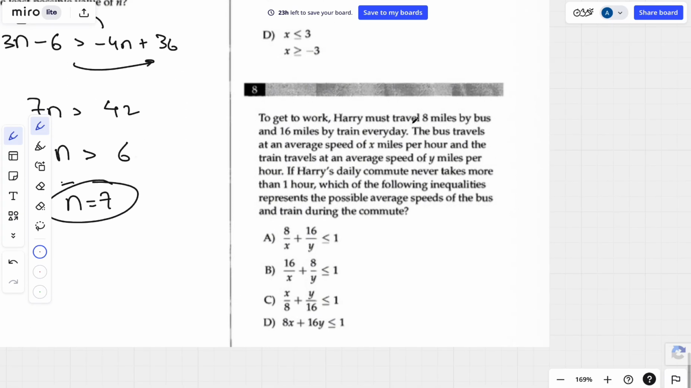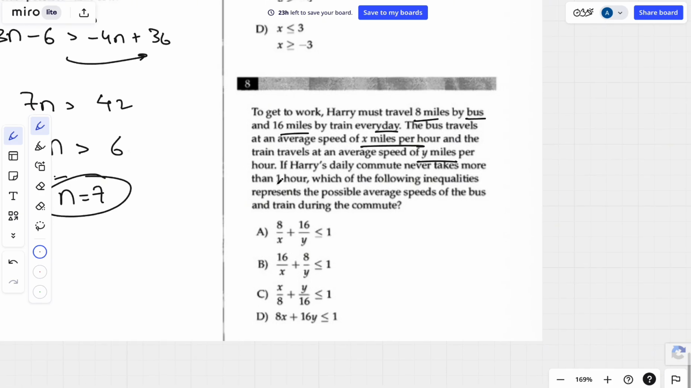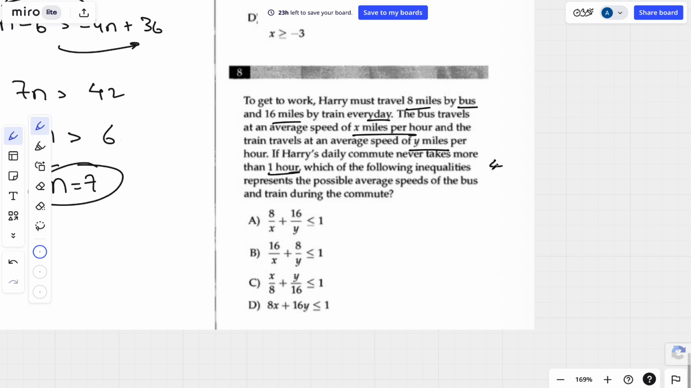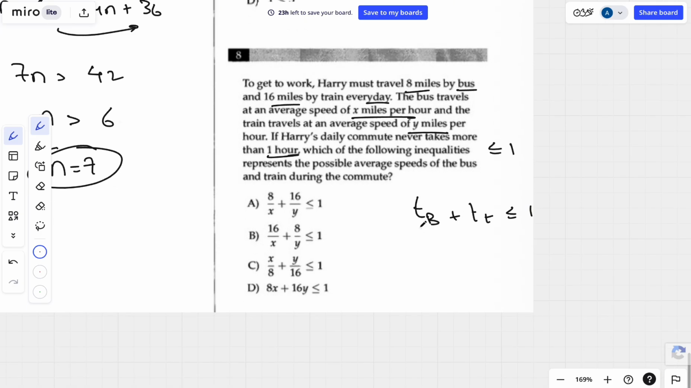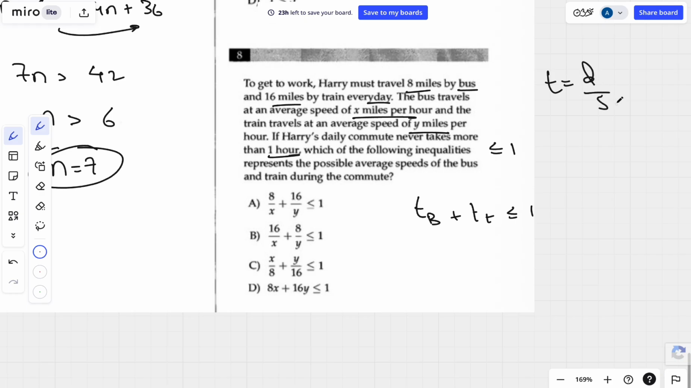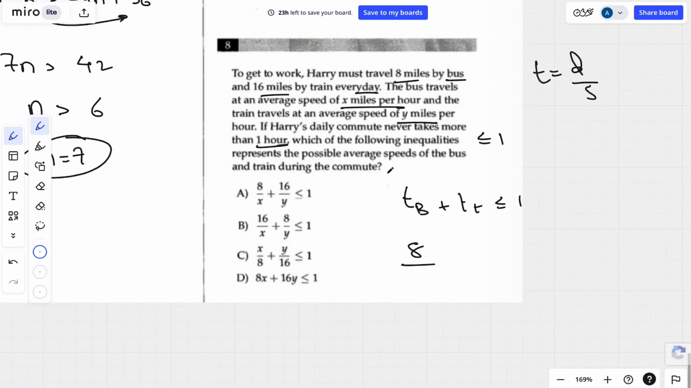Question 8, it says Harry must travel 8 miles by bus, 16 miles by train. The bus travels X miles per hour, and then the train travels Y miles per hour. It says it takes no more than 1 hour. No more than means less than or equal to 1. So we're looking at the time. The time for the bus plus the time for the train should be less than or equal to 1. To find the time, it's distance over speed. For the bus, the distance is 8, and the speed is x. The distance for the train is 16, and the speed is y. If you add them together, it's less than or equal to 1. So that has to be A.